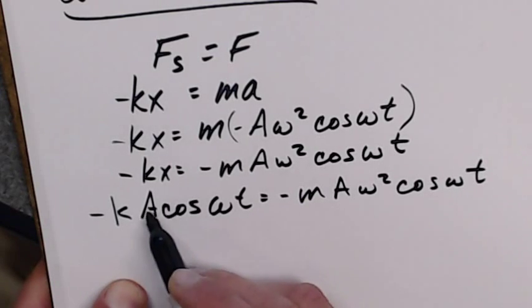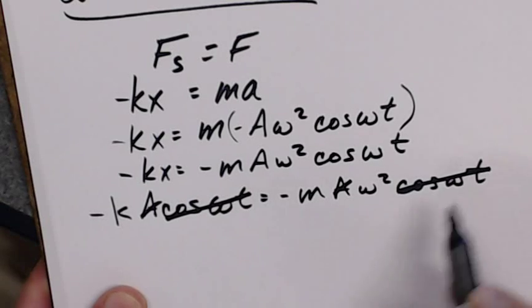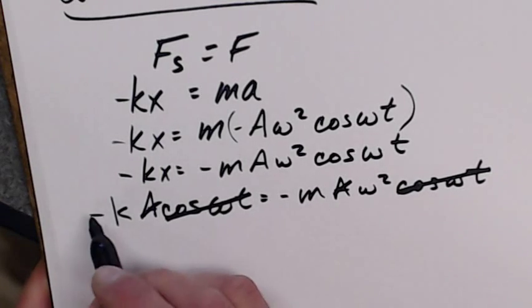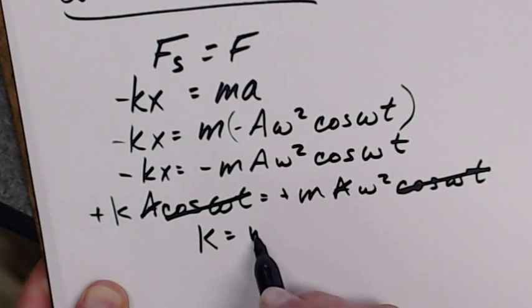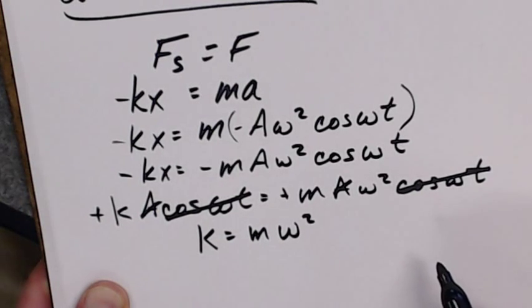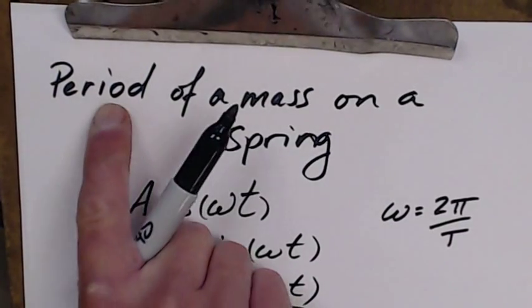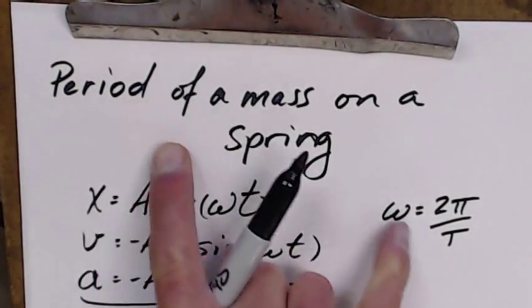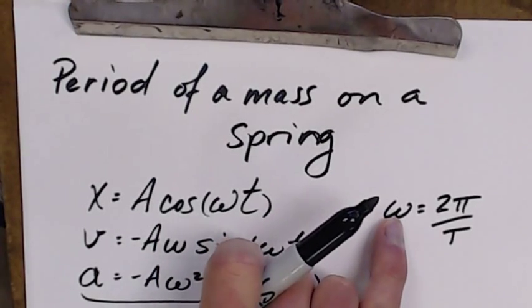So let's see here. The A's cancel out. The cosine omega t cancels out. So what do I end up with? Ooh, the negative signs cancel out. I end up with k equals m omega squared. But I want to know what the period is. So here's my period. I'm going to plug that into my omega.